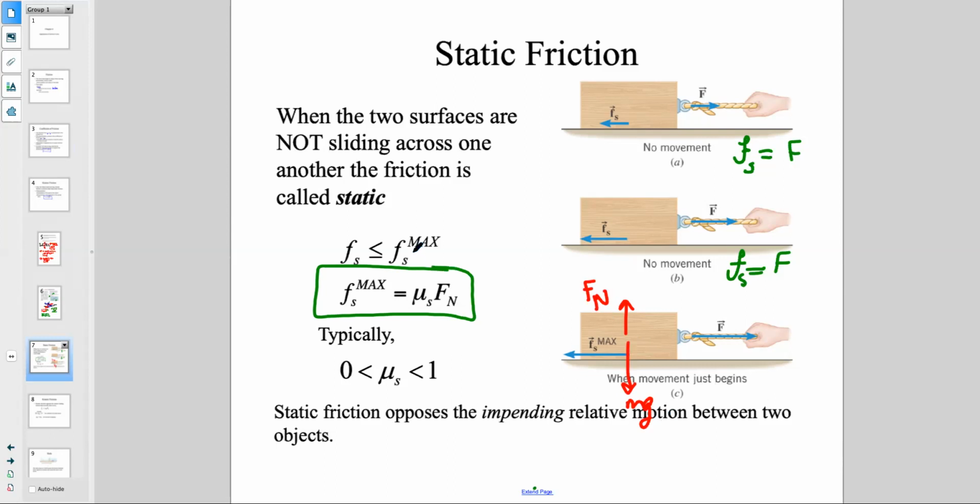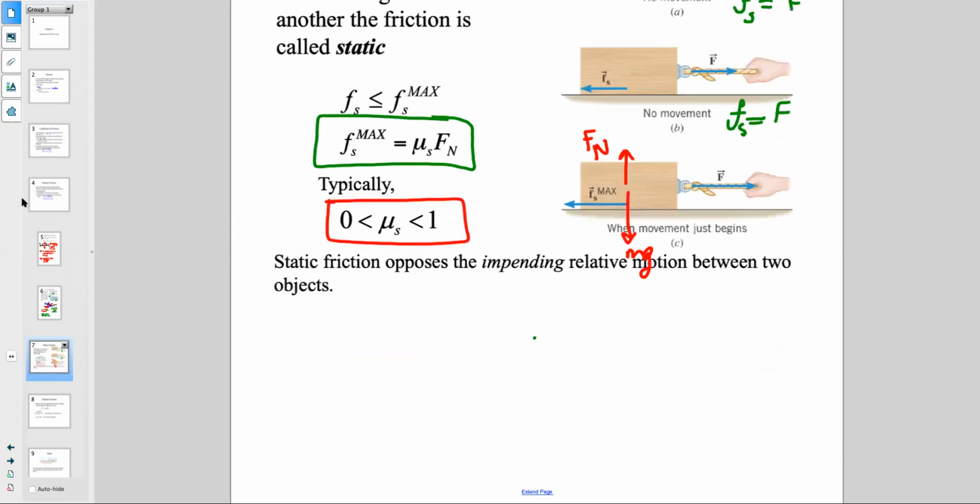And we know that the maximum value of static friction is this. That's why static friction is always less than or equal to that. And mu s, which is the constant here, is always between 0 and 1. Static friction opposes the impending relative motion between two objects. Once it starts to move, at the beginning you're dealing with F s max, the maximum amount of friction that the object can tolerate before moving.